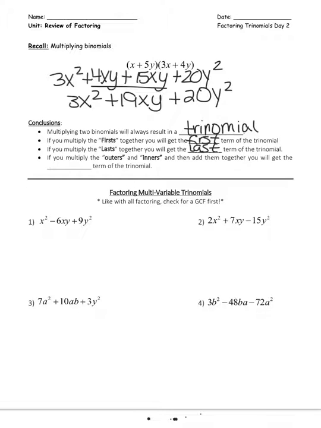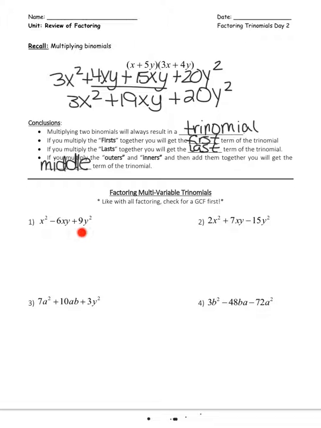And if you multiplied the outers, which were 4y and x, and the inners, 5y and 3x, and then add them together, you get the middle term. So the outers, 4xy, the inners, 15xy, and you add them together, you get 19xy. So if you multiply the outers and the inners and then add them together, you will get the middle term of the trinomial.